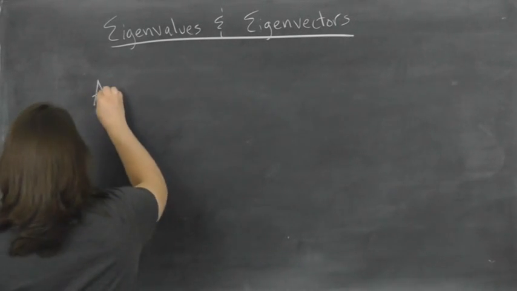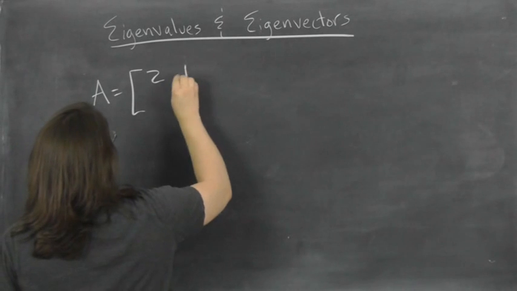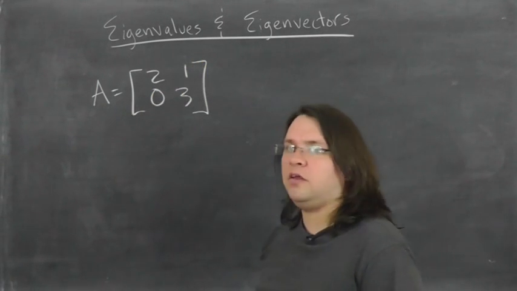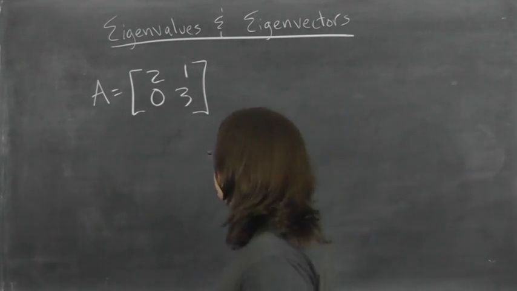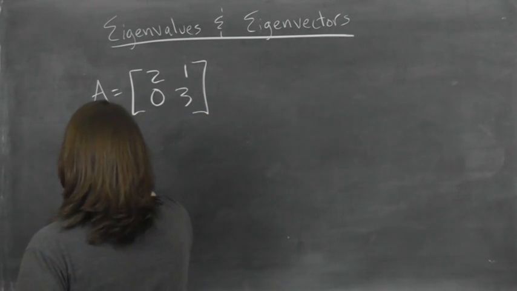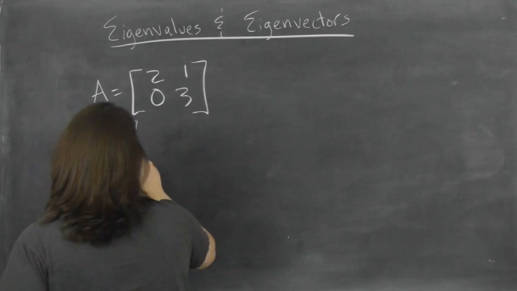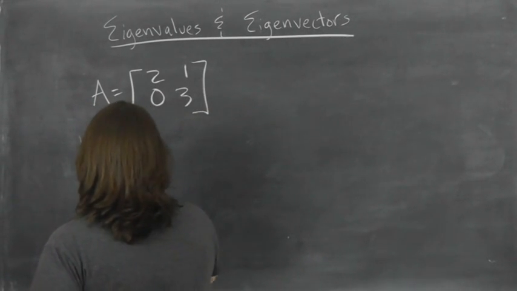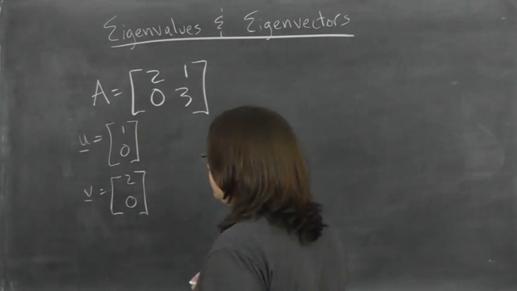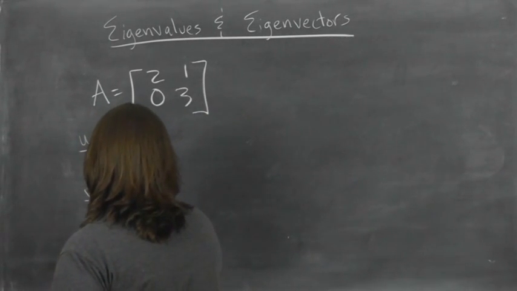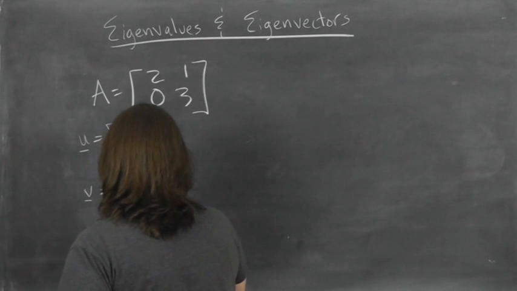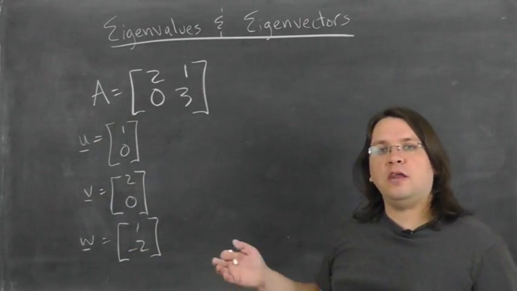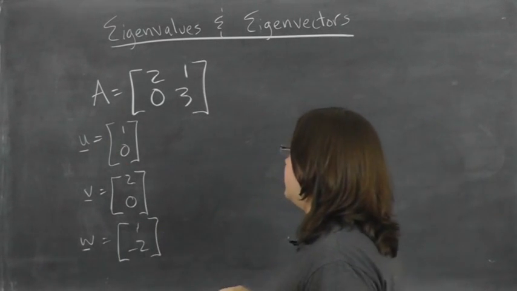So let's take the matrix A to be 2, 1, 0, 3. And let's take some different vectors. So let's see. U will be the vector 1, 0. V will be the vector 2, 0. And then W will be the vector 1, minus 2. So here I just picked some vectors. And now let's multiply A times each of these vectors and see what we get.